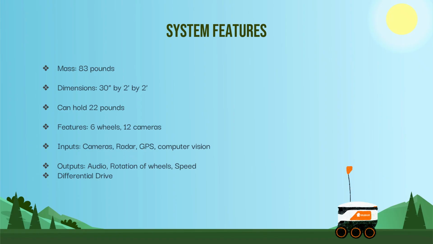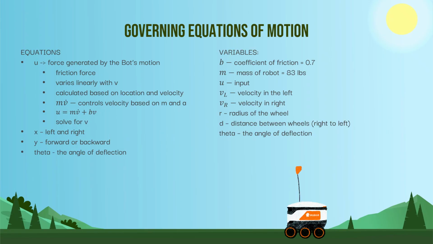Here are the system features of the robot. The main thing is that it weighs 83 pounds, and then it can hold up to 22. U is an input, and it is the force generated by the Grubhub robot's motion. It has the equations of motion below.